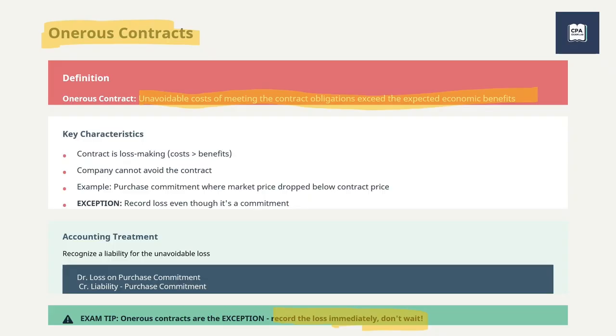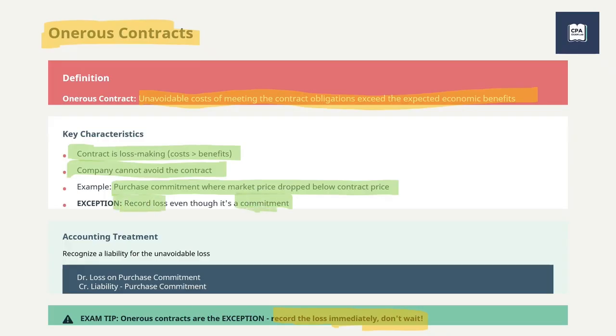So what are the key characteristics of this one? This is a loss-making contract. We enter this contract and we are at a loss. We are not able to avoid the contract, so we cannot cancel it. That's based on the signatures we made. We have to do our obligations. An example is a purchase commitment where the market price dropped below the contract price.